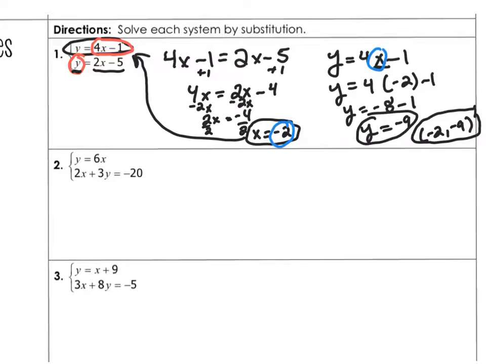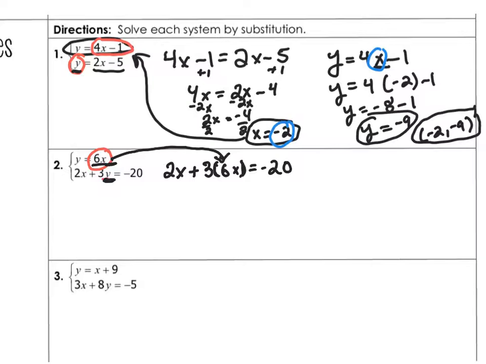Again, we have y equals 6x. So I'm going to plug that in for y over here. I'm going to substitute in 6x into this y. So I'm going to rewrite the second equation as 2x plus 3 times 6x, because that's what y is equal to, and that's equal to negative 20. Essentially I put this 6x in for y, but that y is being multiplied by 3, so that's why I put it in parentheses.